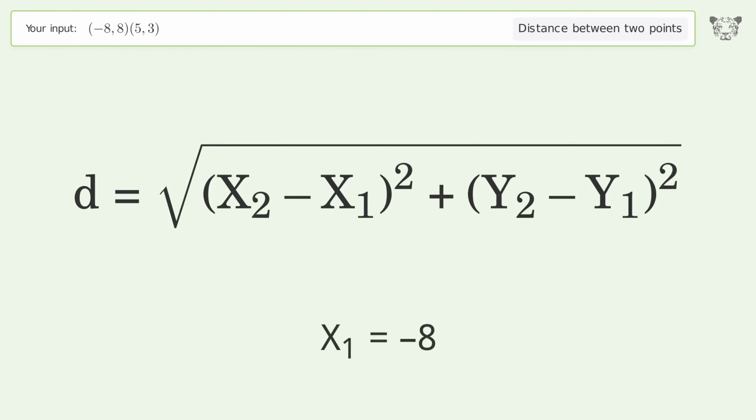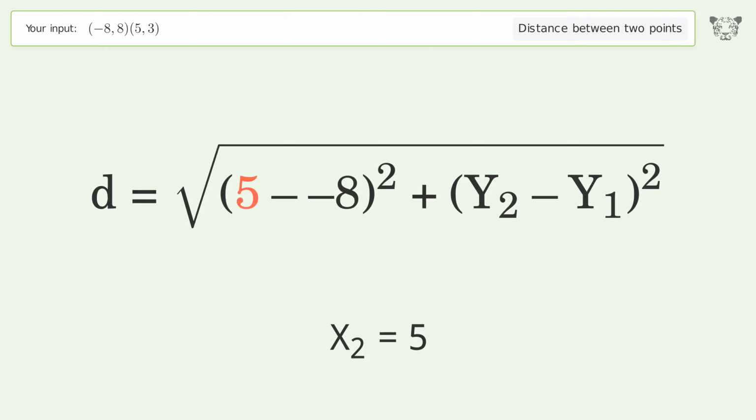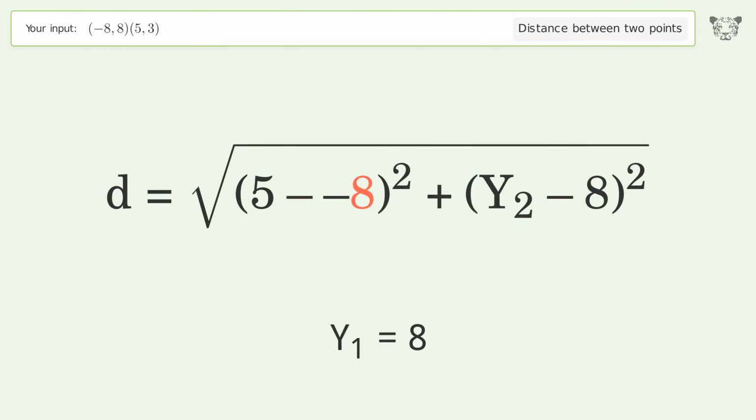x1 equals -8. x2 equals 5. y1 equals 8. y2 equals 3.